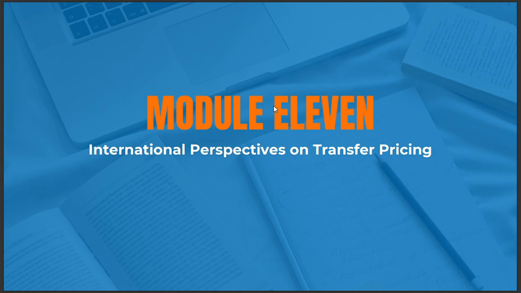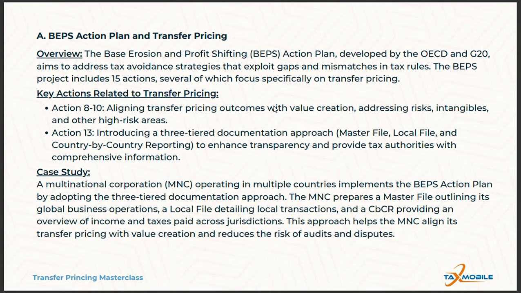So today we will explore 5 key areas. Today we'll be looking at Module 11, which will be talking about the international perspectives on transfer pricing. The 5 areas include the BEPS action plan and its impact on transfer pricing, OECD transfer pricing guidelines and their practical application, international trends and their specific influence on Nigeria, transfer pricing in Africa and regional trends, and the role of double taxation agreements (DTA) in mitigating transfer pricing risk. So let us start with the BEPS action plan and transfer pricing.